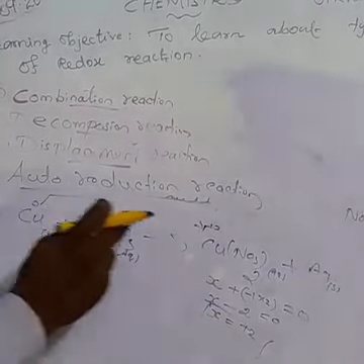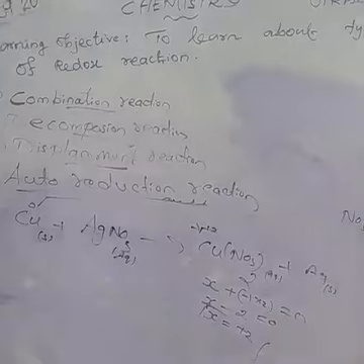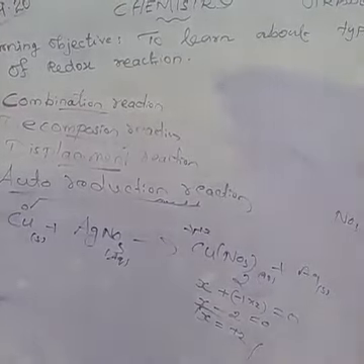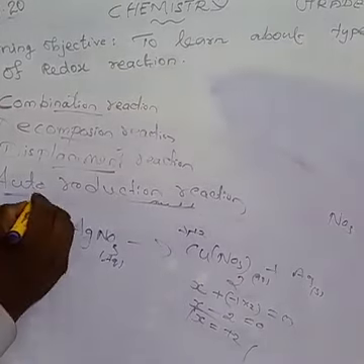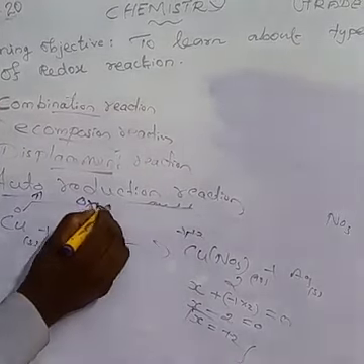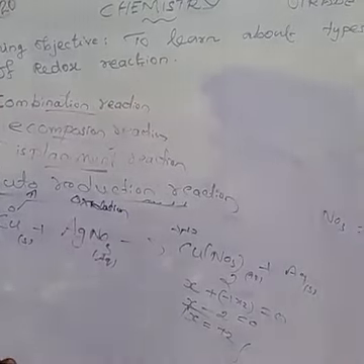Now, between the reactant and the product, the reactant has 0 and the product has plus 2. Is it increasing or decreasing? 0 to plus 2, increasing. Increasing means it is called oxidation. Clear?